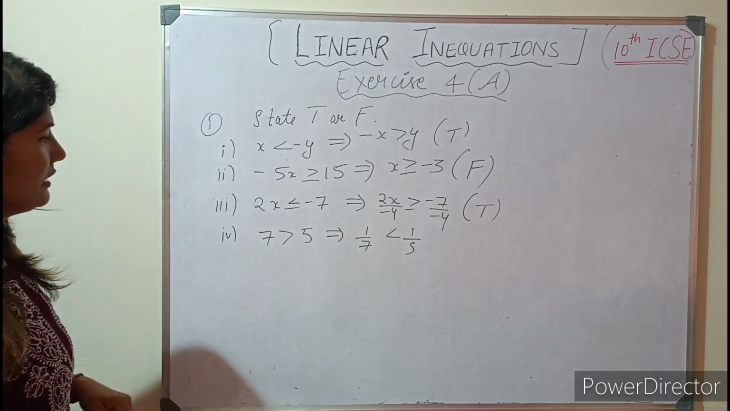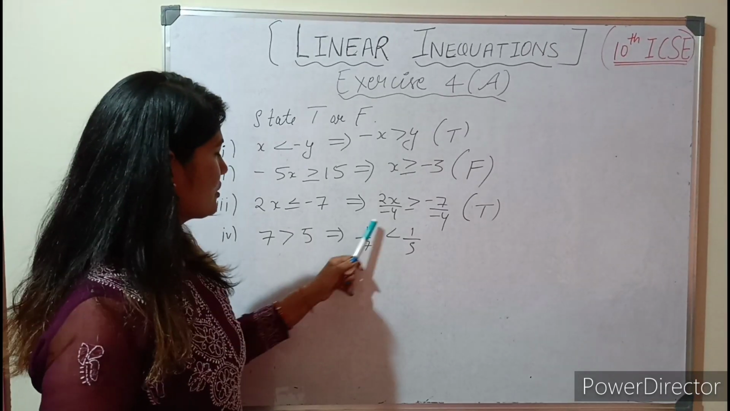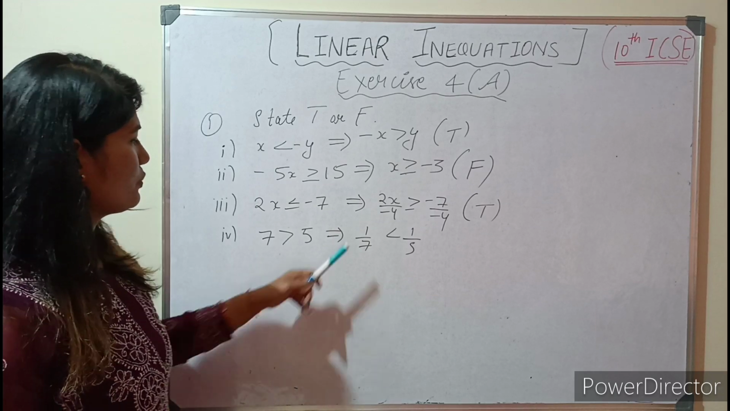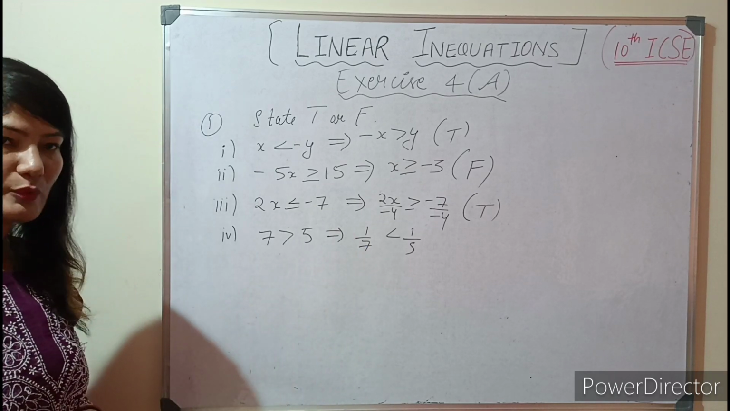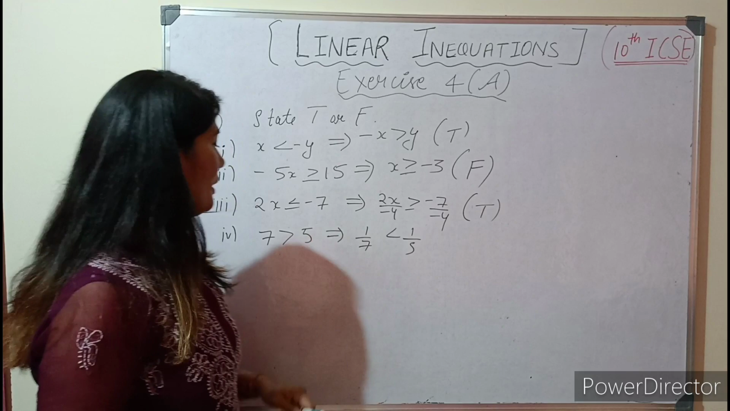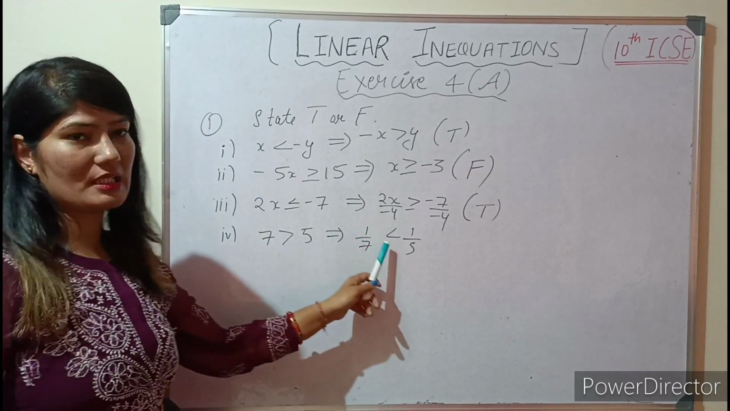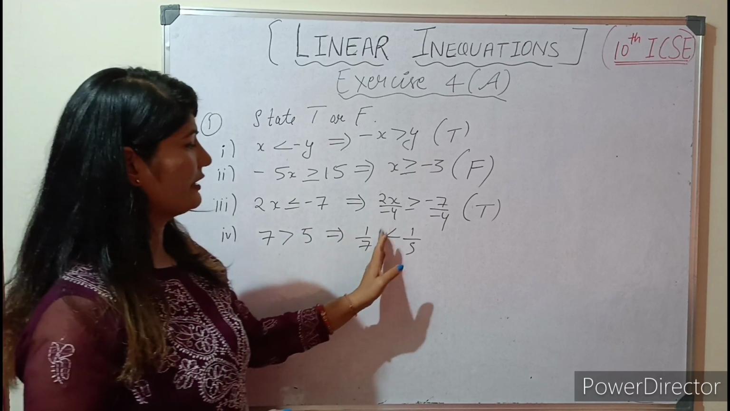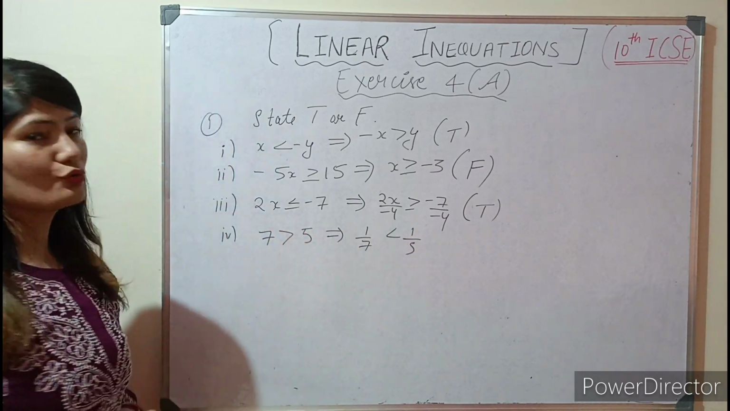Now the last one, again in this case, see what they have done, they have taken the reciprocal. Like 7 reciprocal is 1 by 7 and 5 reciprocal is 1 by 5. But in this case they have changed the sign. You will see in this case the sign is this side and here the sign is this side. So this is true or false?